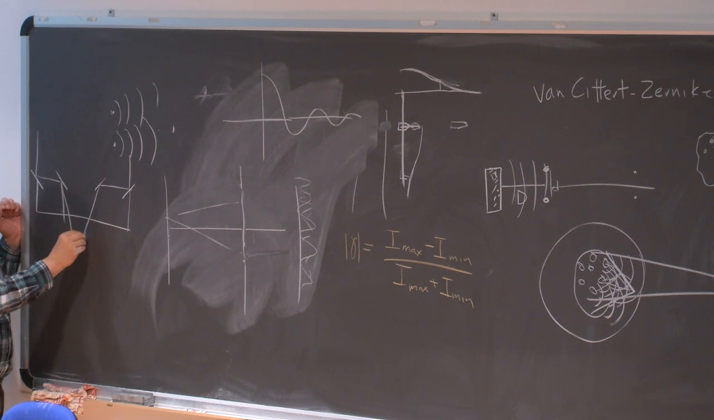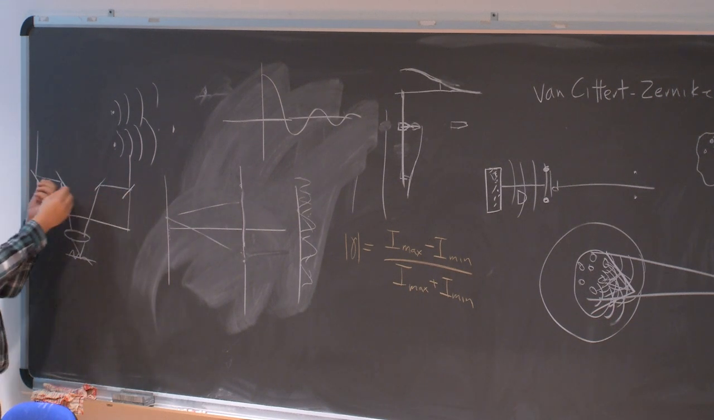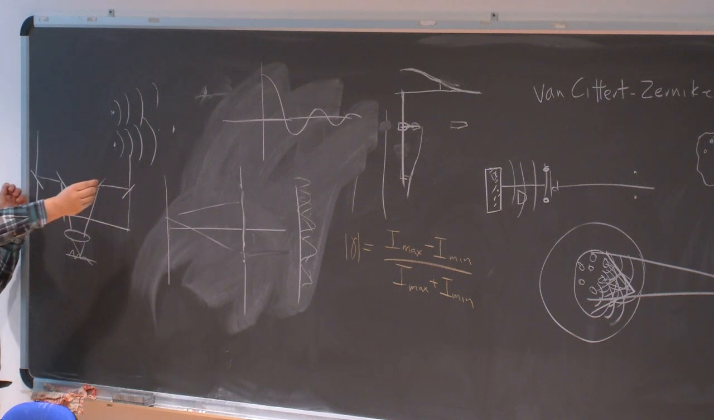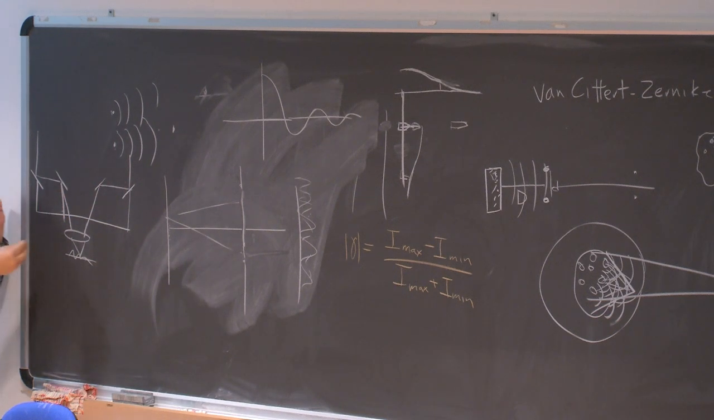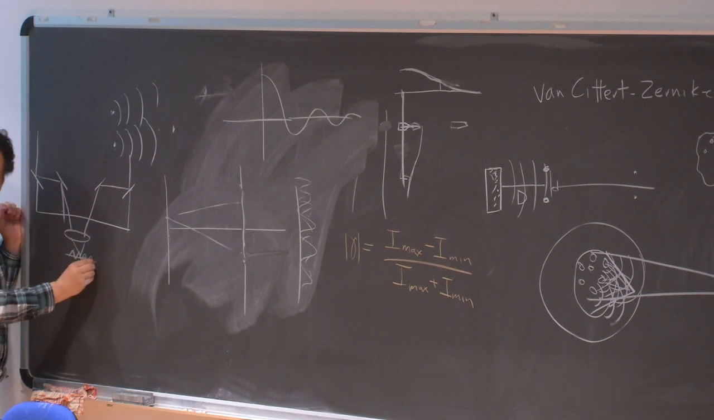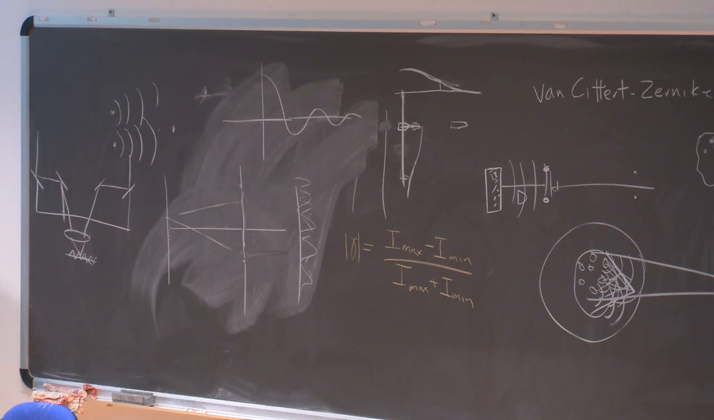And he could make this then a lens and form fringes here. And he could control the separation of this. It went all the way to about 10 meters. And he could see how visible the fringes were here. And with that, he measured the radial size of the star called Betelgeuse, which is so far and so small in the sky that you cannot form an image to measure its size.